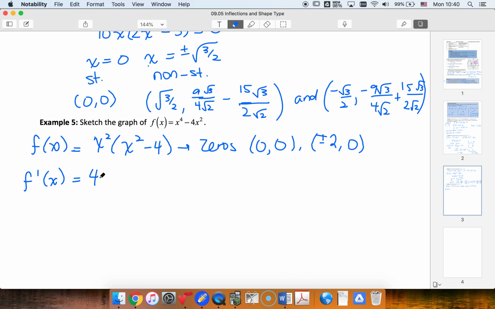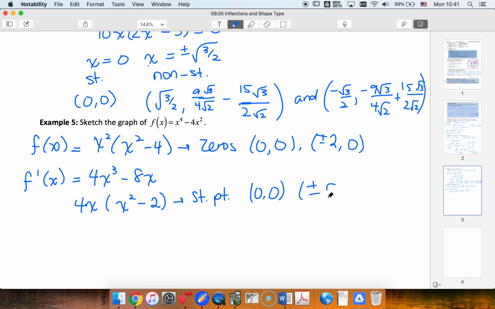So first derivative, 4x cubed minus 8x. Factoring this out, I can see that stationary points are going to be at 4x, and that's going to leave me with x squared minus 2. So now I've got stationary points at 0. Again, I know 0, 0. Plugging in root 2, I'm going to have 4 minus 8 is negative 4. That's going to be the same whether I plug in positive or negative root 2. So here's my stationary points. I've got 3 of them.